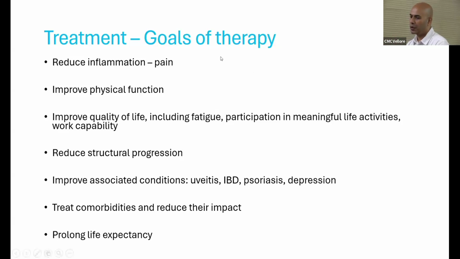Essentially, it talks about the inflammatory process, participation in meaningful life activities, work capability, and reducing structural progression. That's important for me, because that is what leads to long-term damage. Improve associated conditions like uveitis.